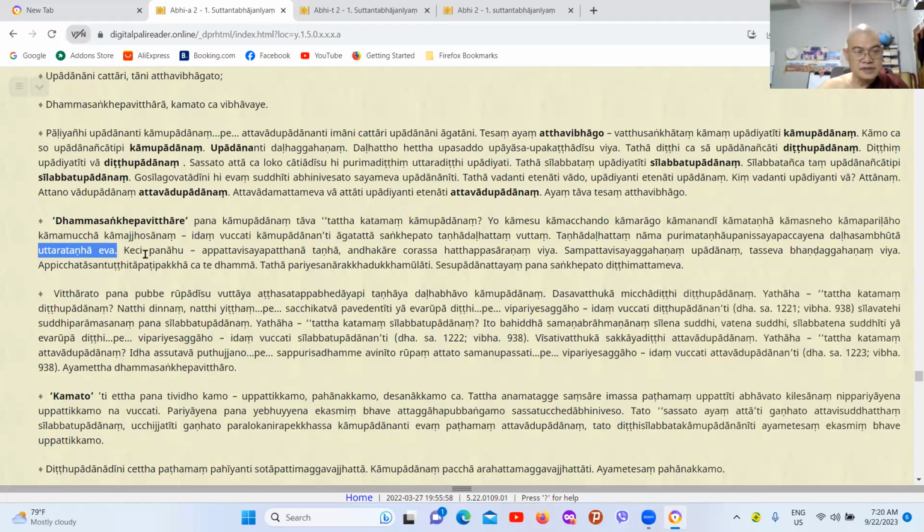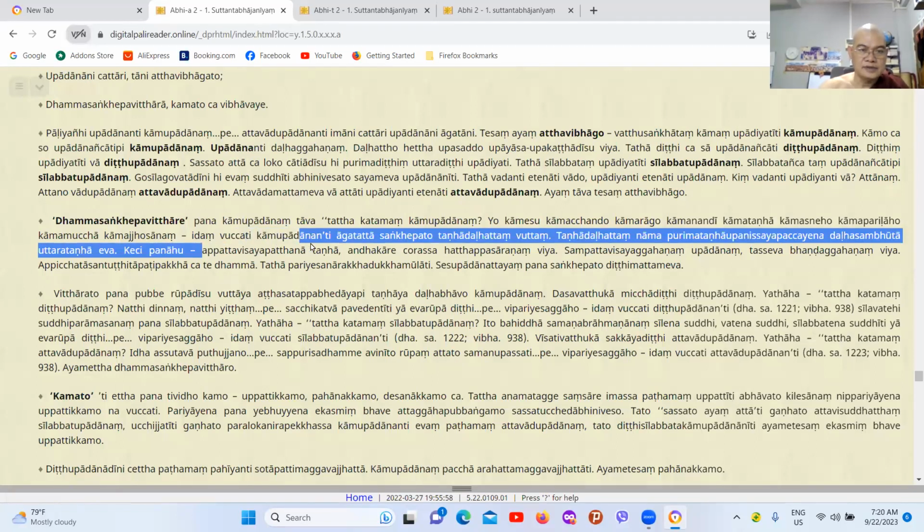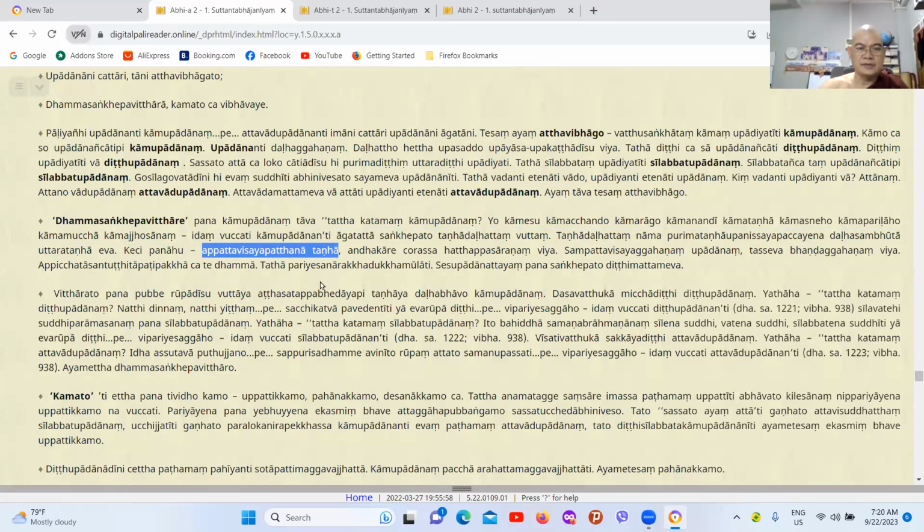Some said here, apata visaya patana. The object not coming yet. Patana, wishing. A wish is something that is not reaching to you yet, is called tana.